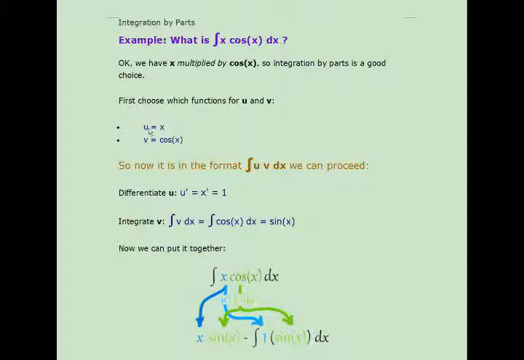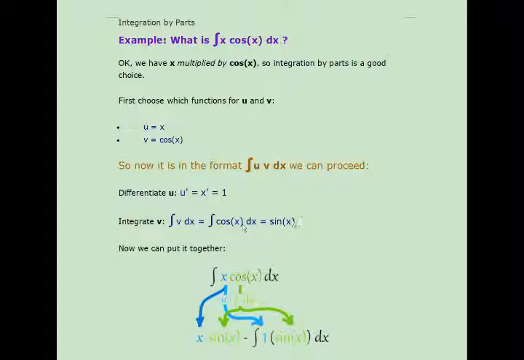For integration by parts, for example, what is the integration of x multiplied by cos x? Okay, we have x multiplied by cos x, so integration by parts is a good choice. First, choose which function is u and which is v. Let's say we take x as u and cos x as v. So now it is in the format.